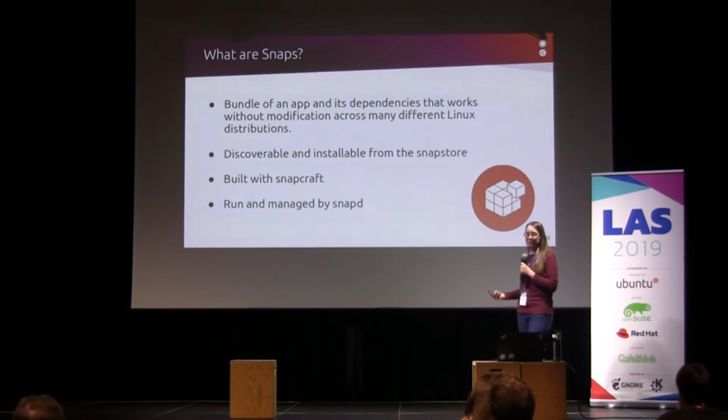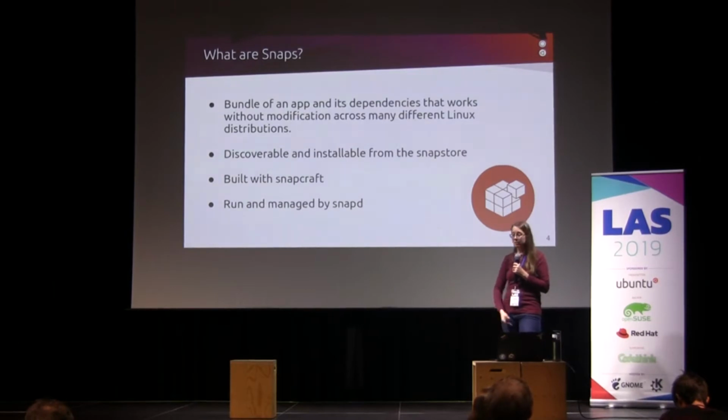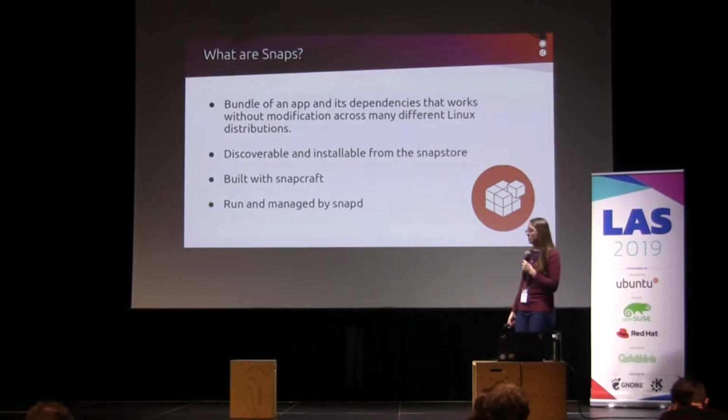Snaps are discoverable and installable from the Snap Store. You don't have to install from the Snap Store. You can build locally and install that snap locally. You can give that snap package to your friend and have them install it locally. So it doesn't have to be with the Snap Store, but that is typically how snaps are found and installed. Snaps are built from a tool called SnapCraft. We'll get more into that next slide. And then snaps are run and managed by Snapd, which the distros typically provide.